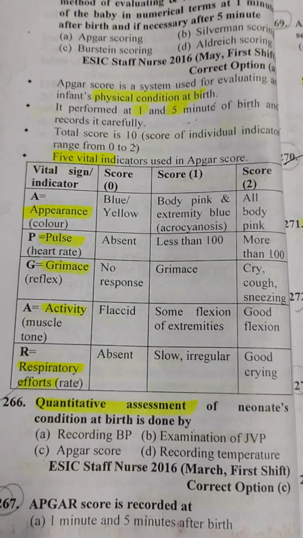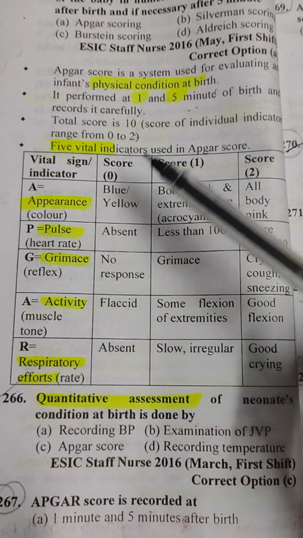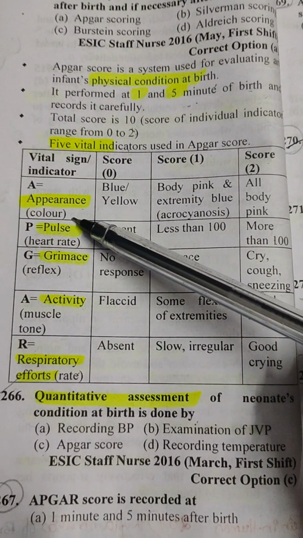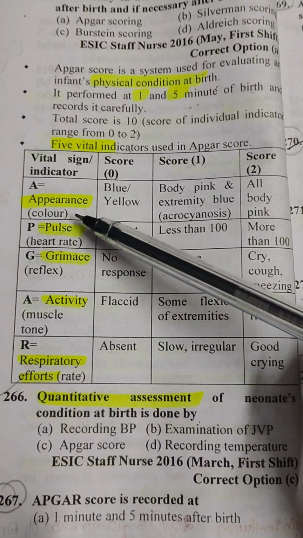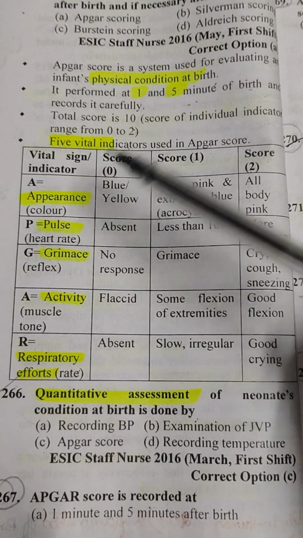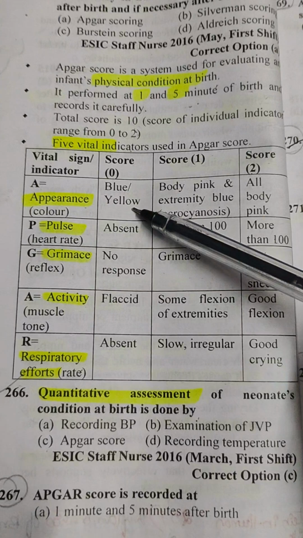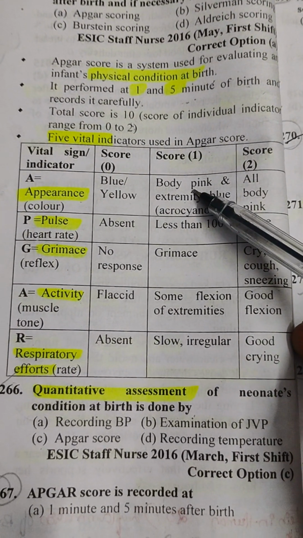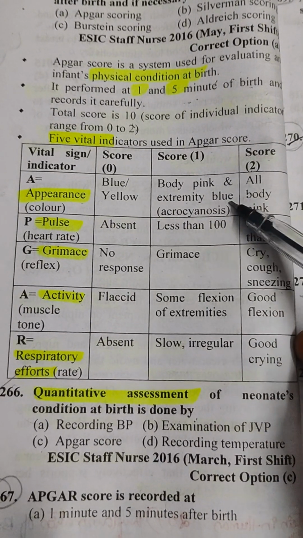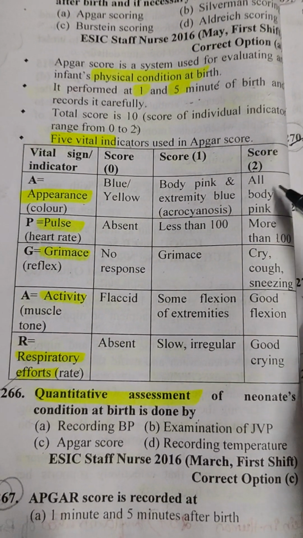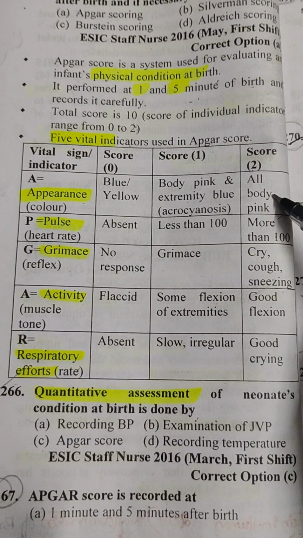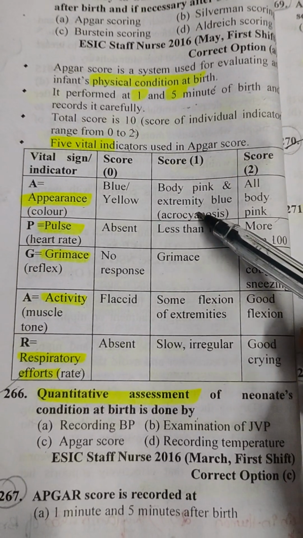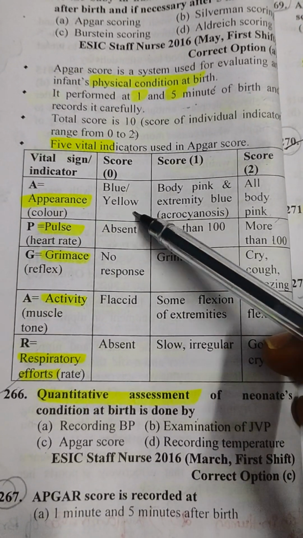You can clearly see here, the first indicator, appearance, nothing but color. So after birth, we have to check the appearance of the baby. If the baby is born in blue color or yellow, we have to give score 0. If the baby's body is pink or the extremities are blue, we have to give 1. If the total body is in pink color, we have to give 2. So this is a normal score.